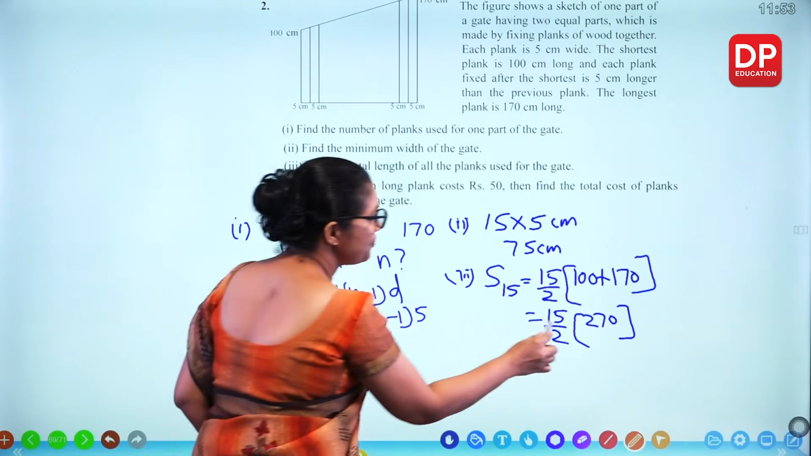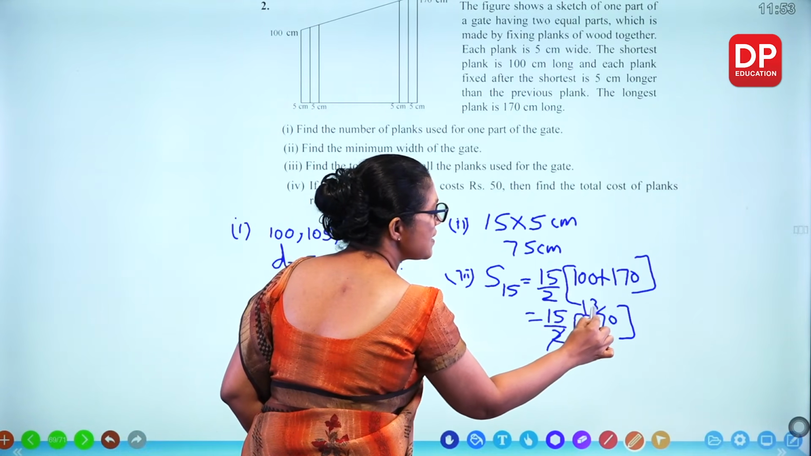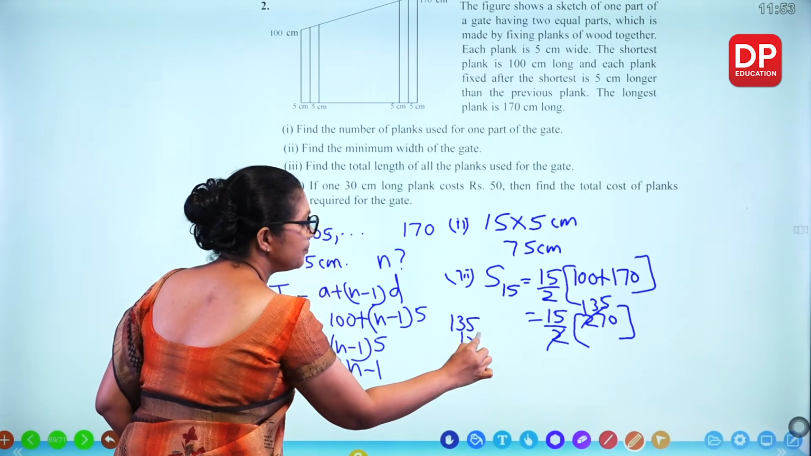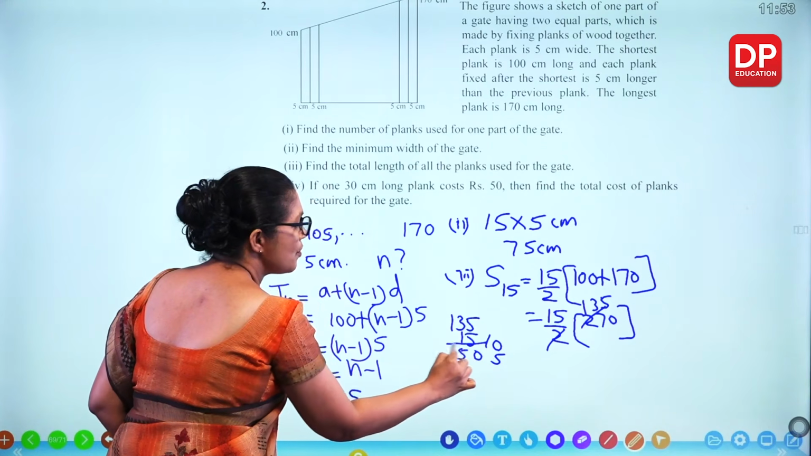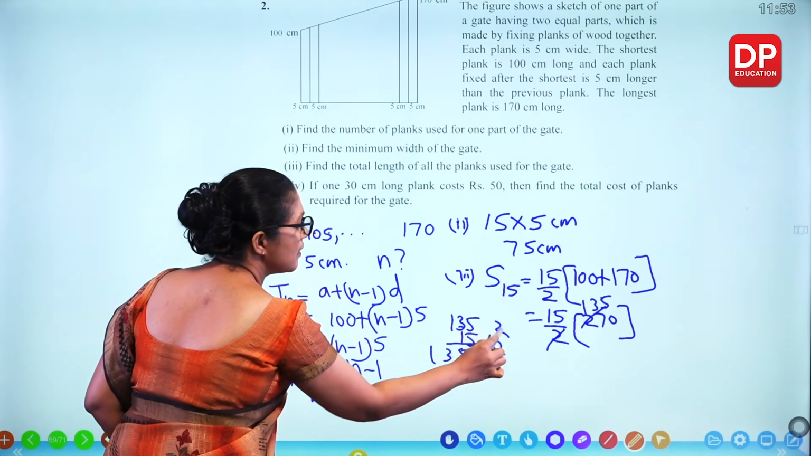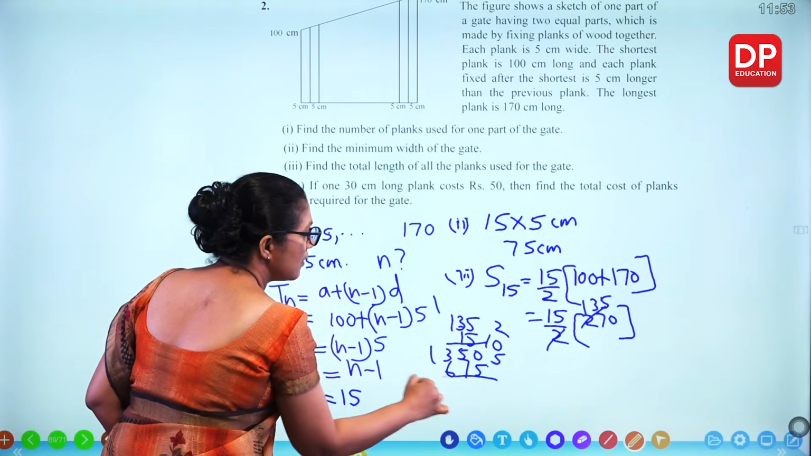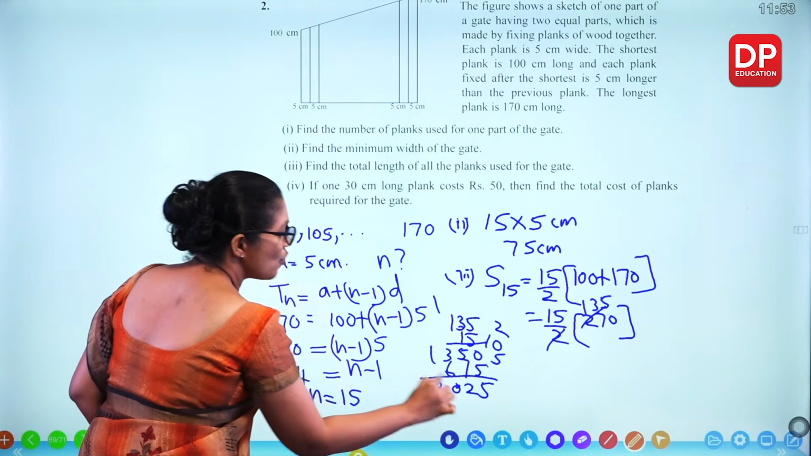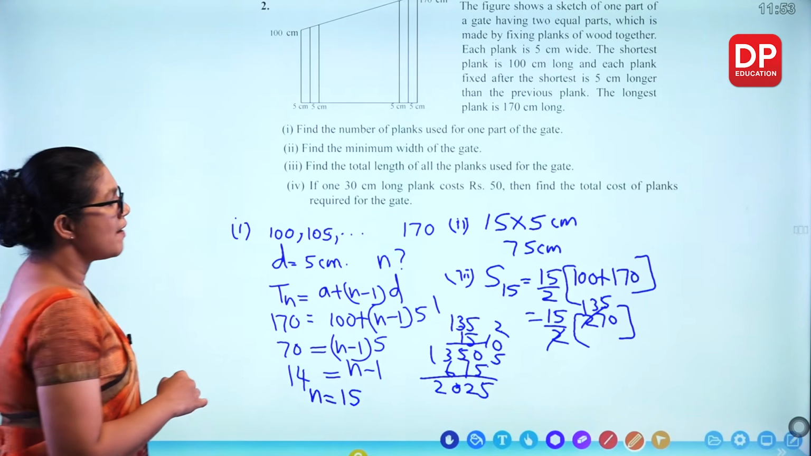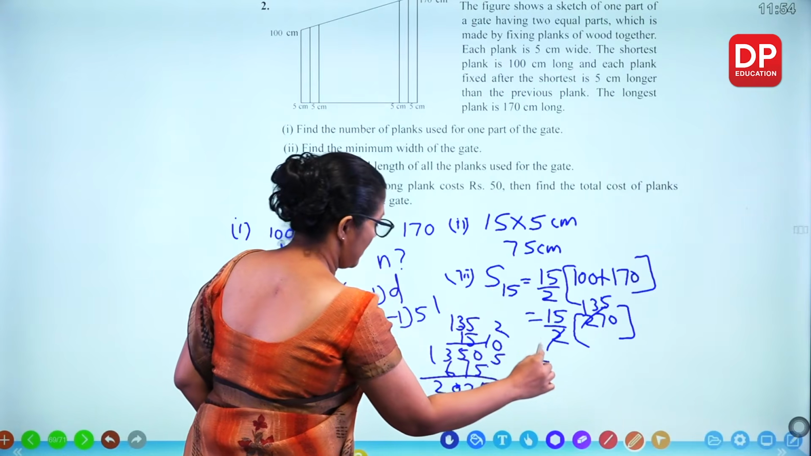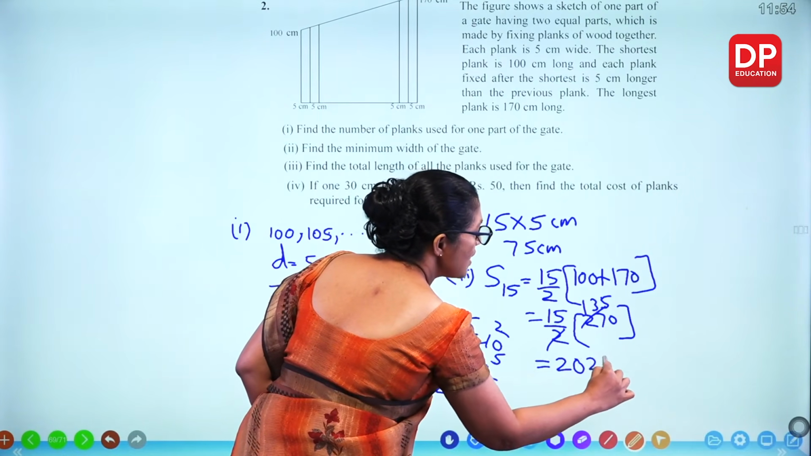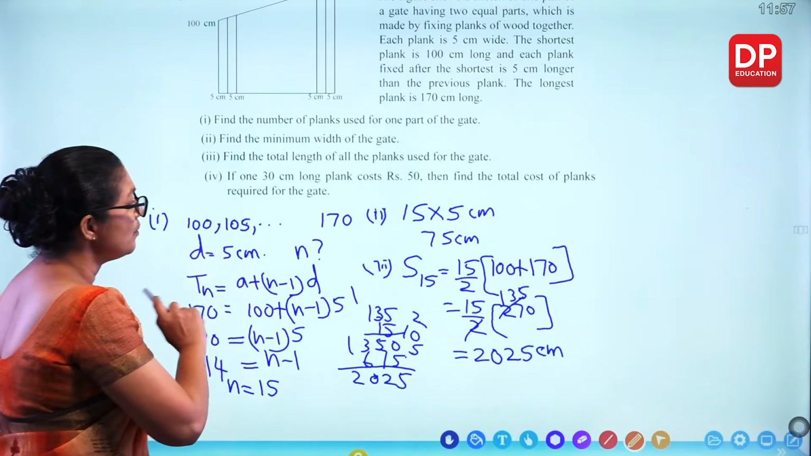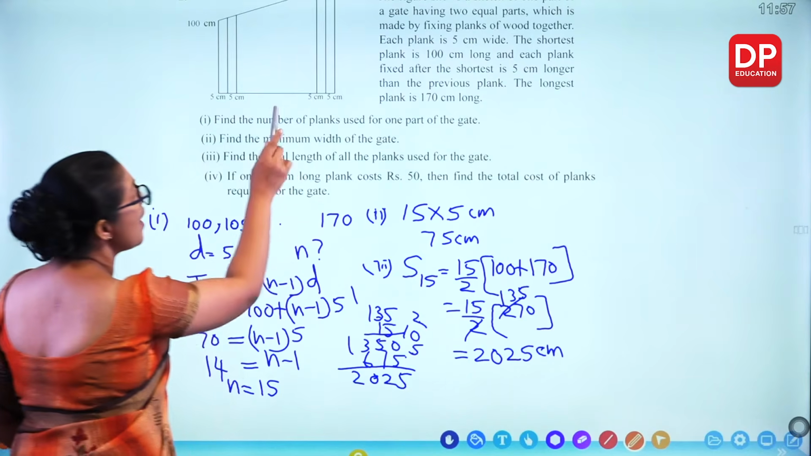Divide by 2. 2 times 1, 2 times 3 is 6. This is 135 times 15. Multiply 10 and 5, you get 50, and 135 times 15 gives 2025. So what's the total length? 2025 centimeters. Now this is for one side of the gate.